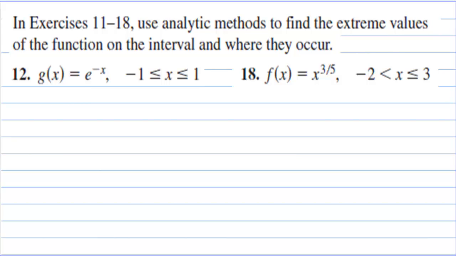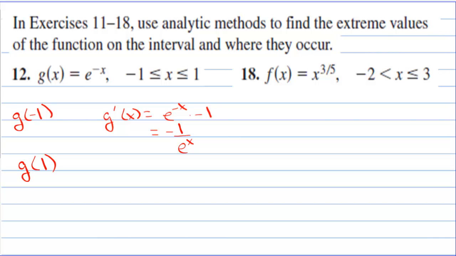In exercises 11 through 18, use analytical methods to find the extreme values of the function on the interval and where they occur. We're going to have to find g of -1 on this one, and g of +1 on this one, because those are the endpoints. You have to check your endpoints. Let's find the derivative. The derivative of e to the negative x is e to the negative x times -1. So that's equal to -1 over e to the x, if I put it down in the denominator.